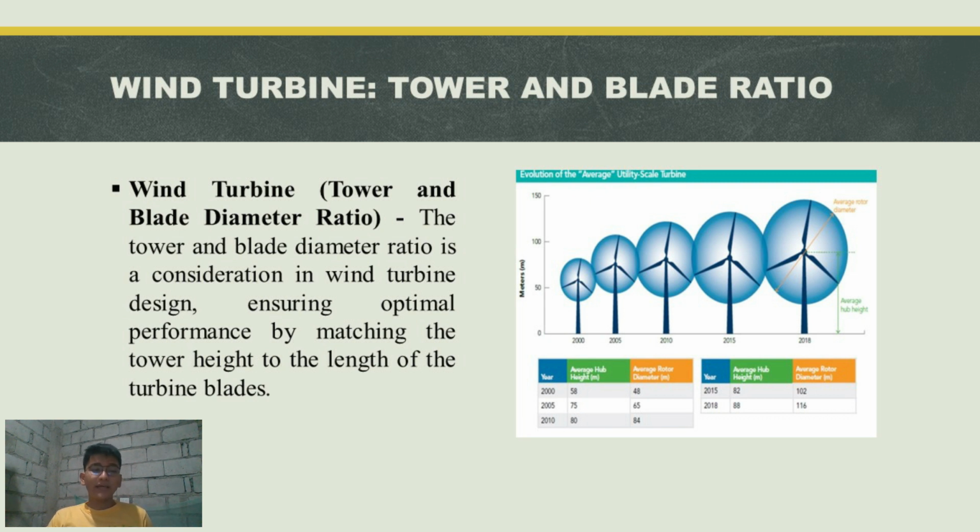The tower and blade diameter ratio is a consideration in the wind turbine design, ensuring optimal performance in matching tower height and length of the turbine blades. Okay, ang hinahanap na ratio ng taas ng tower at diameter ng blades ay dumidepende kung saan mas malakas ang ihip ng hangin. Sa paggamit ng advanced na models and algorithms sa computational fluid dynamics ay nagbibigay ng mas mataas na antas ng presisyon sa pagsusuri ng aerodynamics ng mga blades.